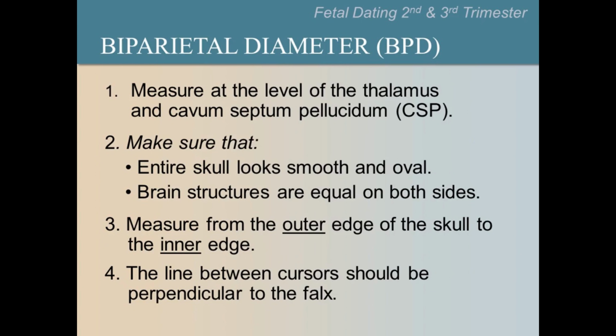The 2 most important factors in getting this measurement right are finding the proper level at the thalamus and CSP and seeing that the head looks oval in shape. It is more important to clearly see the thalamus than the cavum septum pellucidum. We will now show you 4 examples.